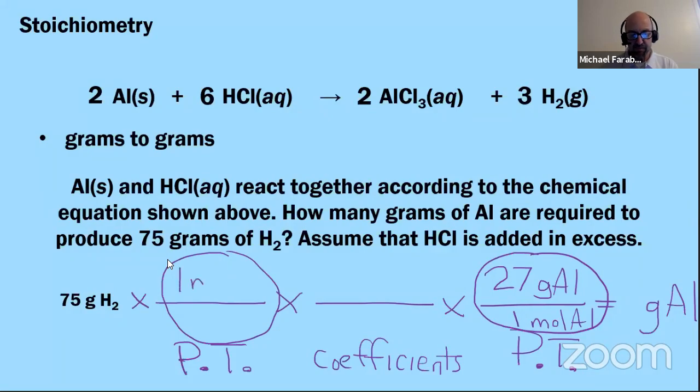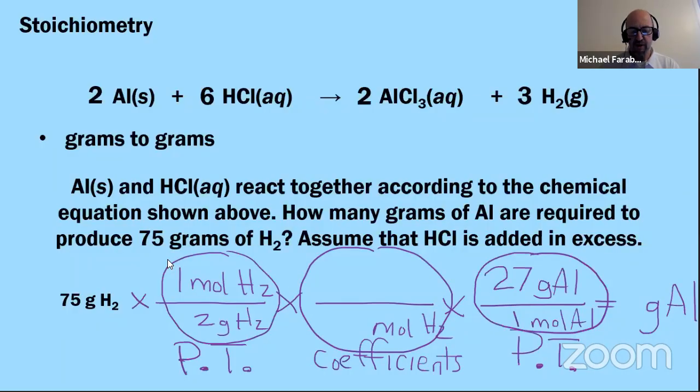Approximately, for every 1 mole of hydrogen, that is about 2 grams. So I got that information off the periodic table, but this comes from the coefficients. So I would put moles of hydrogen on the bottom, and I would put moles of aluminum on the top, and I would use the coefficients, in this case, 2 and 3. So that is the setup for this problem.